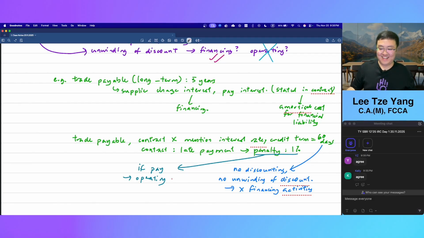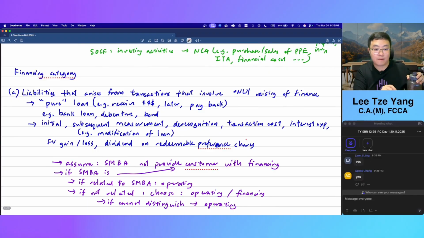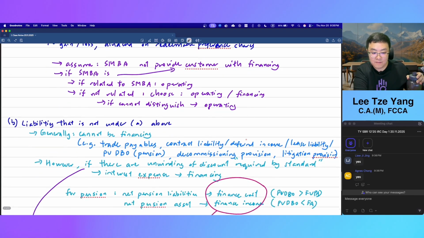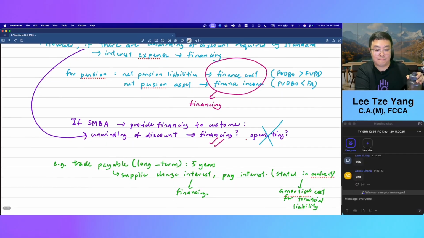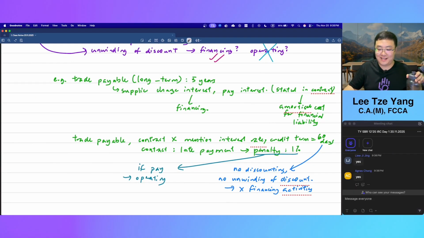Everyone understand or not? If you understand, say yes. I hope this makes sense to you. We need to actually see, is it something required by the standard first? If the standard says you need to do discounting, you do unwinding, then financing. If the standard never says you need to do unwinding, you cannot put it under financing. Because first of all, trade payable is not a pure loan where we receive money and pay back. It's not under A. Trade payable is under B. So for B, we apply this rule. I hope now it makes it clearer to you.